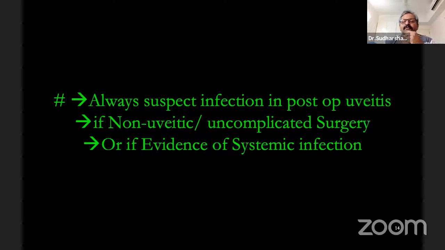So always suspect infection in postoperative uveitis, especially if it's an elderly or a non-uveitic patient. And primary uveitis beyond 55, 60 years is very unlikely. So always remember that. And if you've had an uncomplicated surgery and if there is evidence of systemic infection, think of infective uveitis.